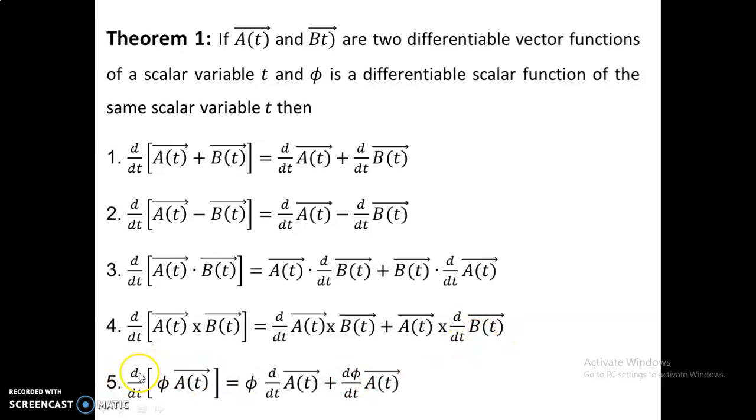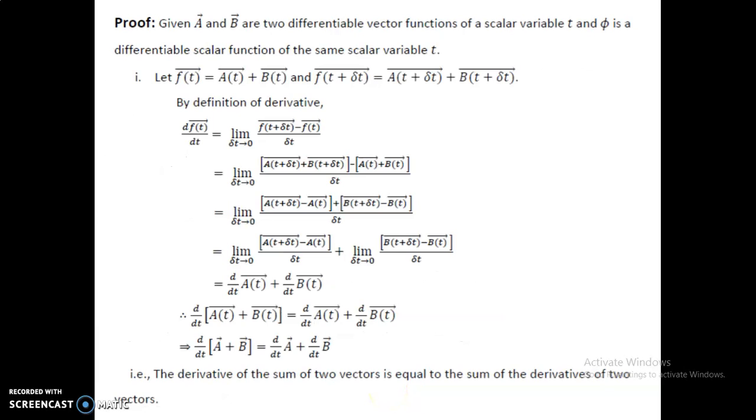And the last one, d by dt of a scalar function times a vector function is equal to the scalar function times the differentiation of the vector function, plus the differentiation of the scalar function and then the vector function multiplied together. So we would like to discuss the proof of each of these properties of differentiation of a differentiable vector function of scalar variable t. And the first one is the differentiation of the sum of two vector functions.